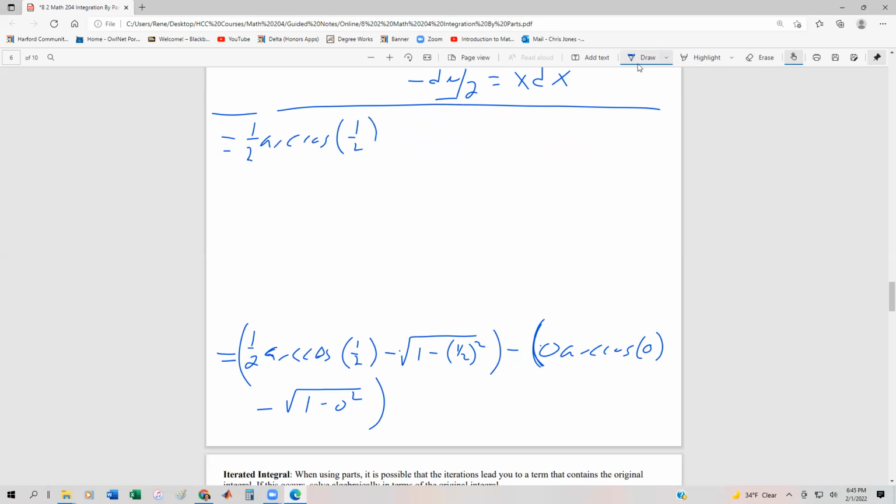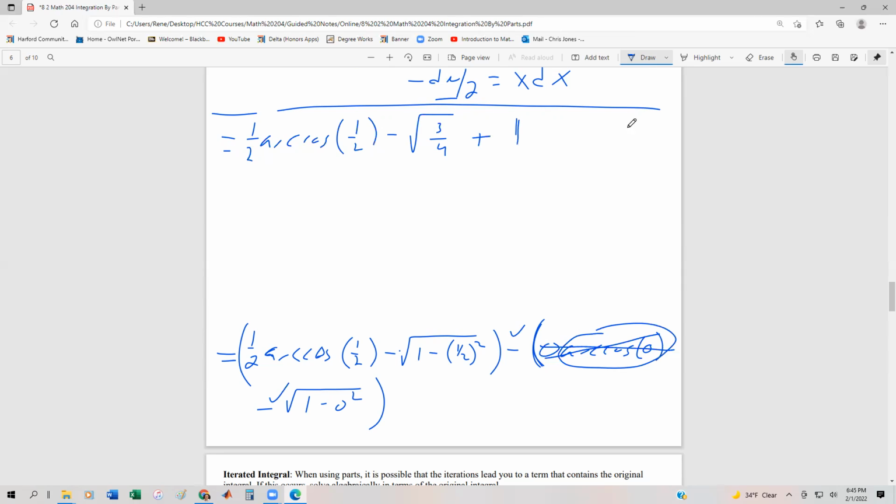So 1/2 arc cos of 1/2. This becomes 1 minus 1/4, which becomes 3/4. So that becomes minus the square root of 3/4. That's not too bad. 0 times arc cos of 0. Now, arc cos of 0 is a number, but we don't care. It's actually pi halves, but we don't care because we have 0 times that number. Then we have minus a -1, which is going to turn into a +1.